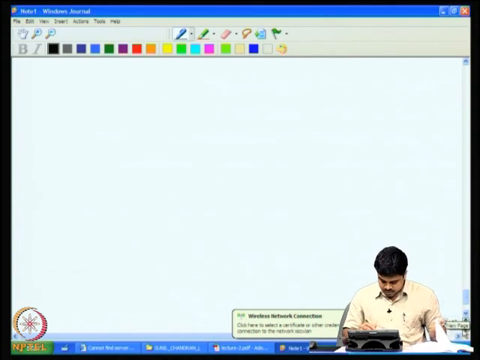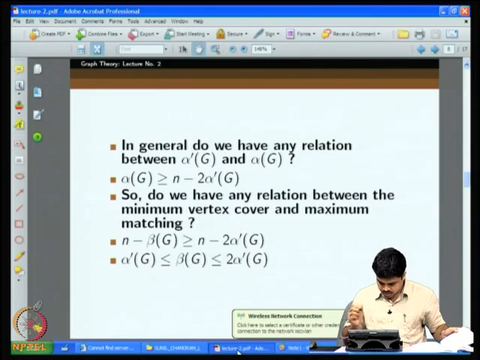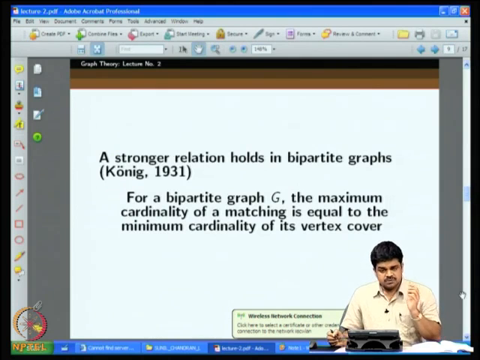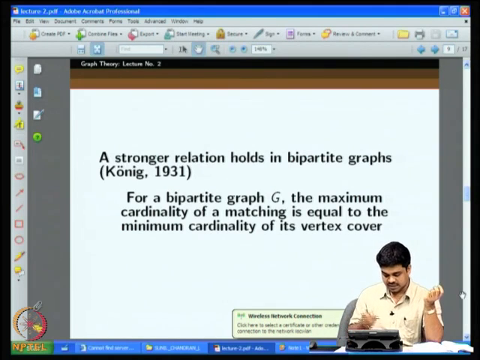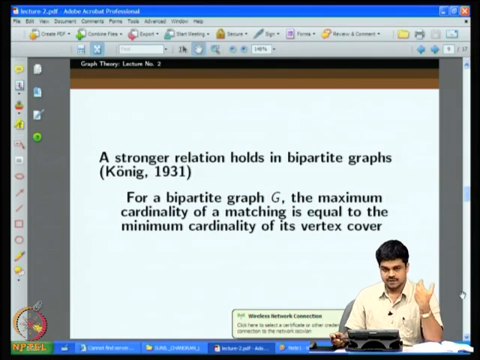but this is for the general case. It so happens that there are some situations where we cannot improve that relation much. But if we consider only bipartite graphs, we are not interested in all the graphs but only bipartite graphs, then we can get a better result, a stronger relation between these two.